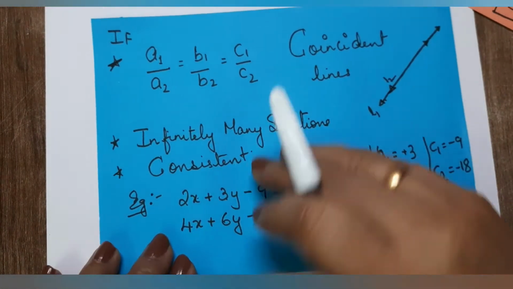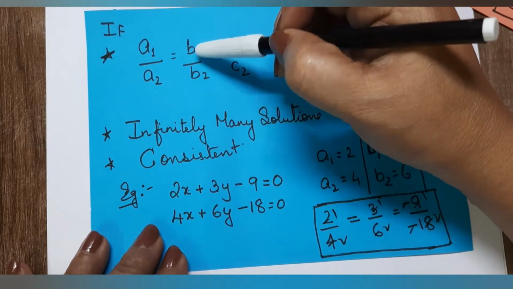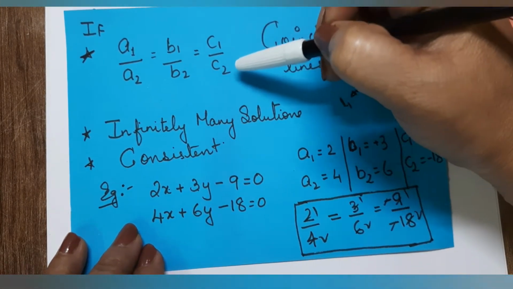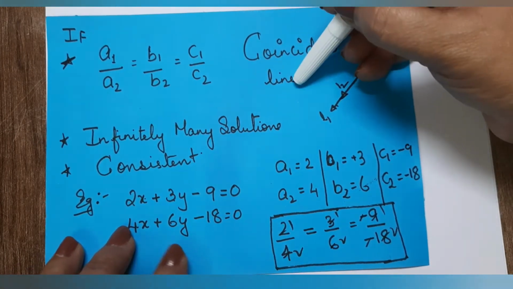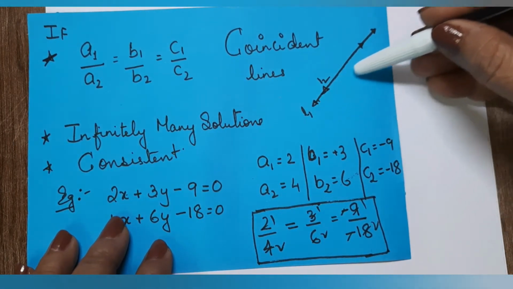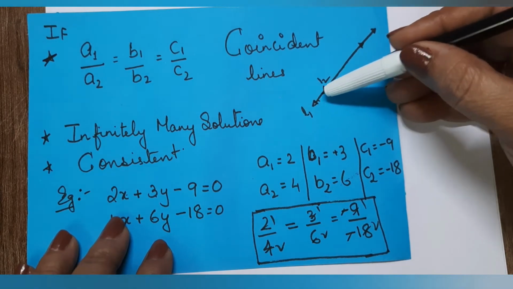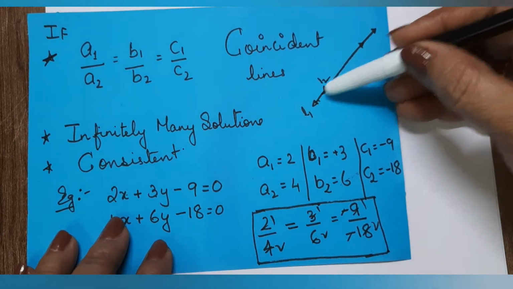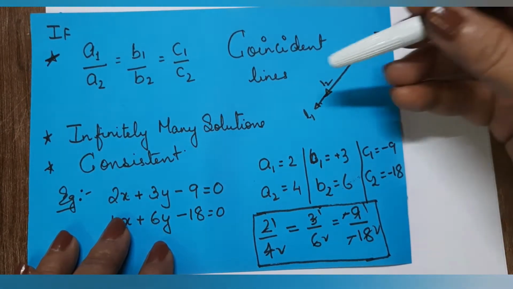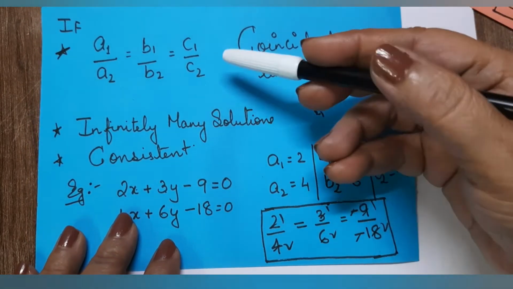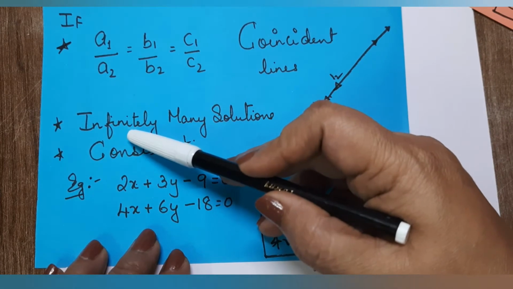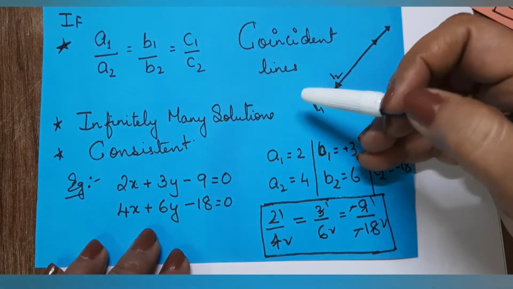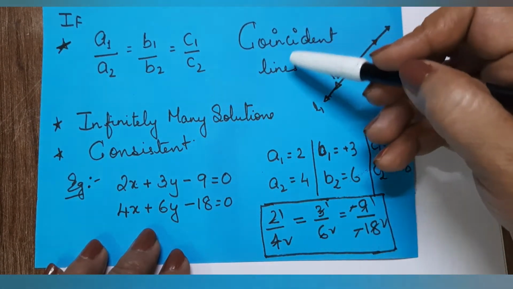The next condition, that is the second condition here, is if a1 by a2 is equal to b1 by b2 and equal to c1 by c2, then these lines will be coincident lines. That means they are overlapping like this. Each point on this line will be the solution for this set of two equations. That means there are infinitely many solutions for these coincident lines.